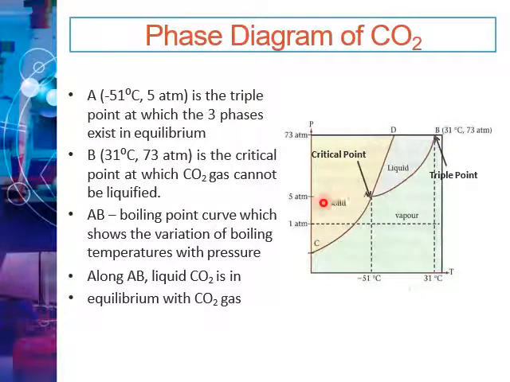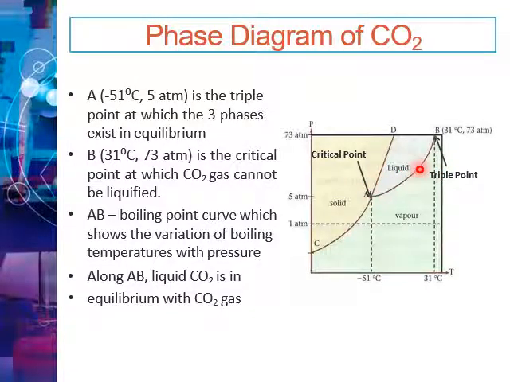All right, so we have points A, B, C, and D. Where is A? A is at this point. A is at minus 51, the triple point, where the three phases are at equilibrium. And then B is the critical point. So CO2 cannot be liquefied anymore. And then C, sorry, we go with AB first.